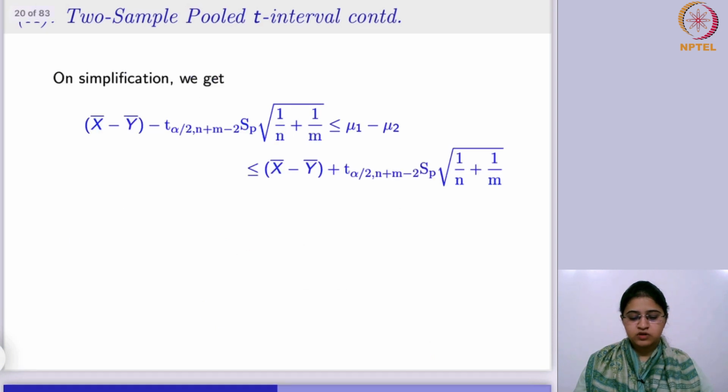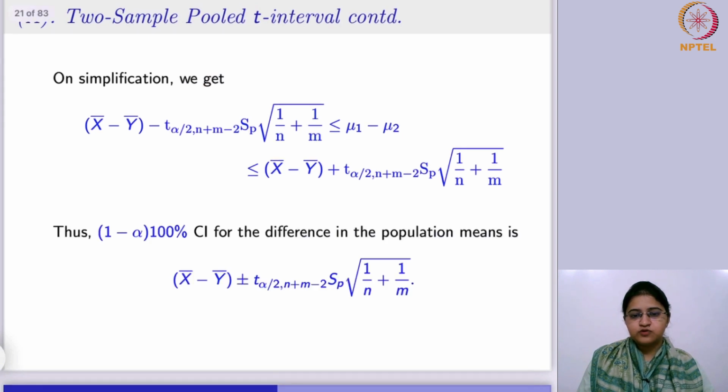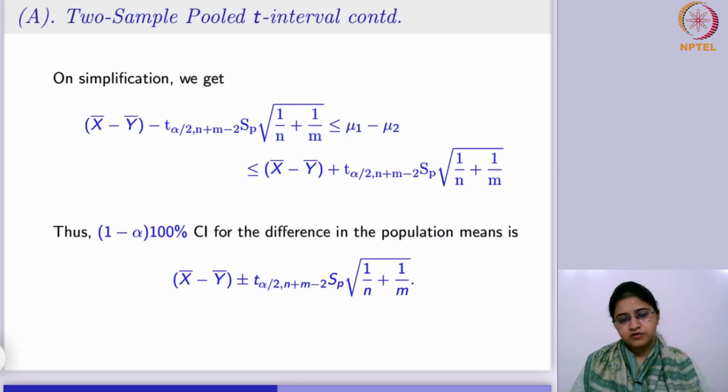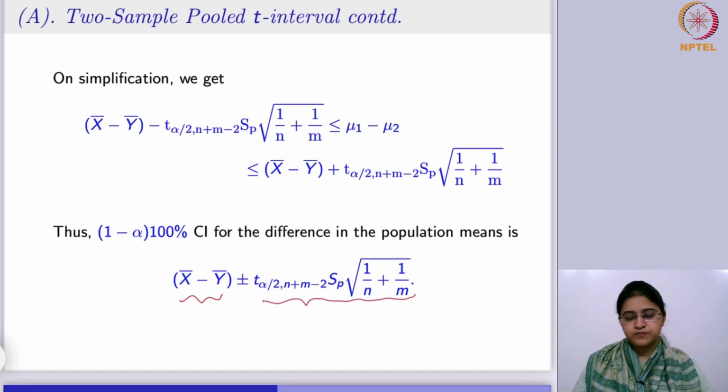Likewise, you can further solve it, and what you will get is that the difference of the two population means lies between these two endpoints. So if you have to calculate the 1 minus alpha % confidence interval for the difference of population means, then it is nothing but the difference of the two sample means plus minus this margin of error.